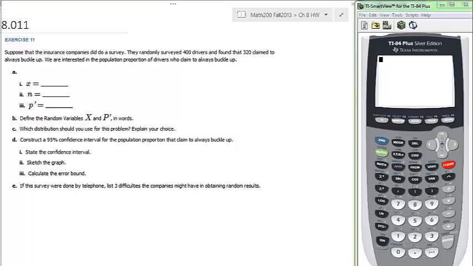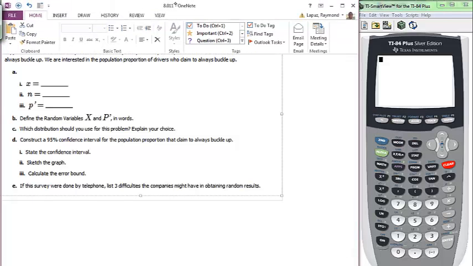This is exercise 11 from chapter 8. Suppose that insurance companies did do a survey. They randomly selected 400 drivers and found that 320 of them claimed to always buckle up. We're interested in the population proportion of drivers who claim that they always buckle up.